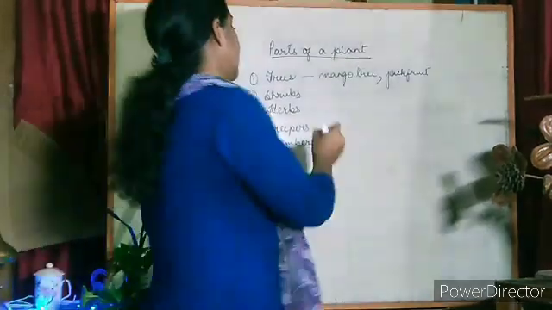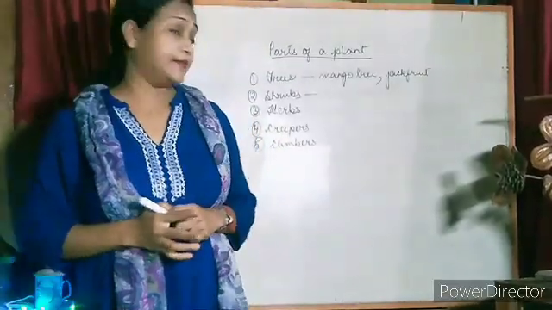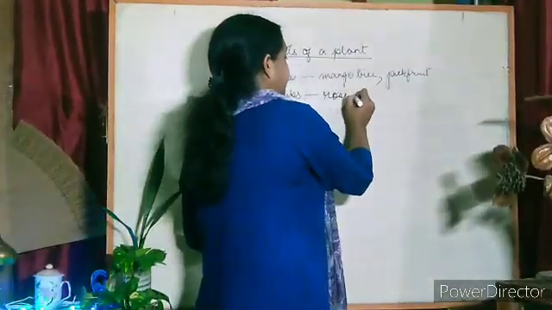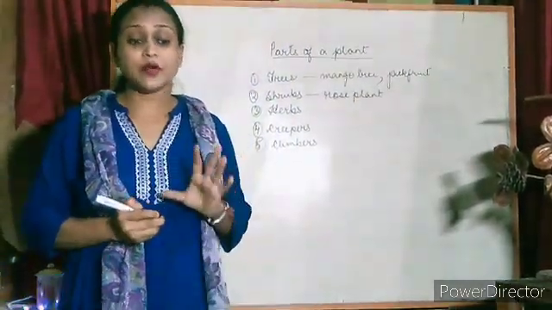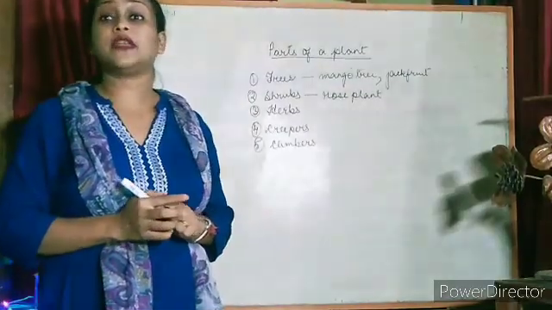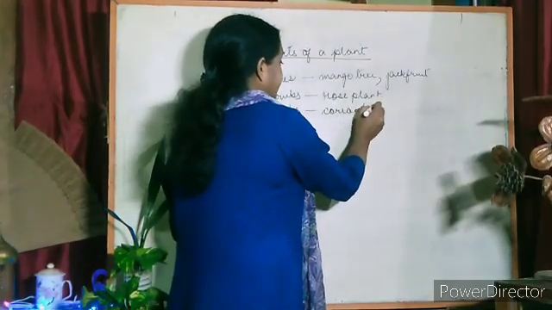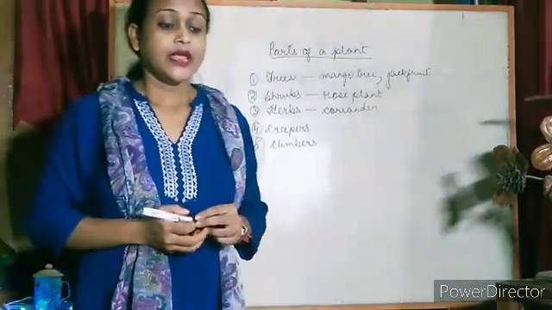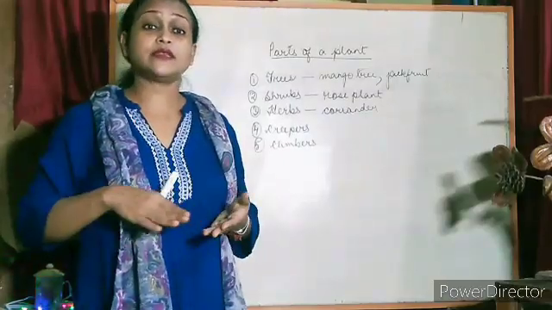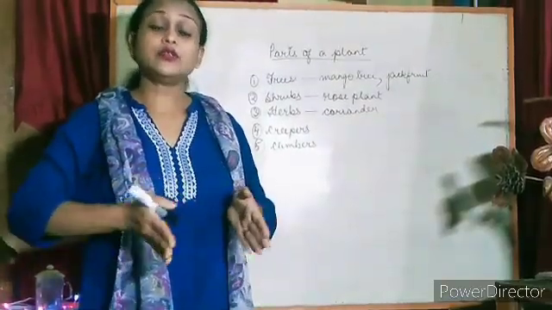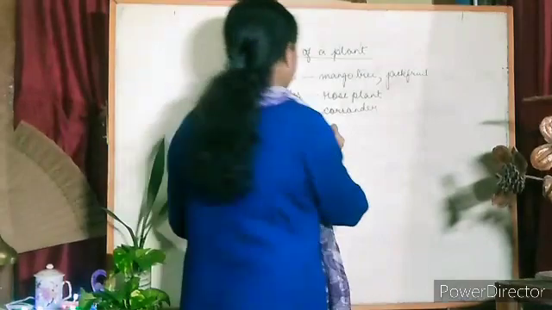Next is shrub. Shrubs are small plants with woody stems. For example, rose plant. Then we have herbs. Herbs are very small plants and they have a very weak stem. For example, coriander. Then we have creepers. Creepers are plants with weak stems that creep along the ground; they don't grow upward, they just crawl along the ground.